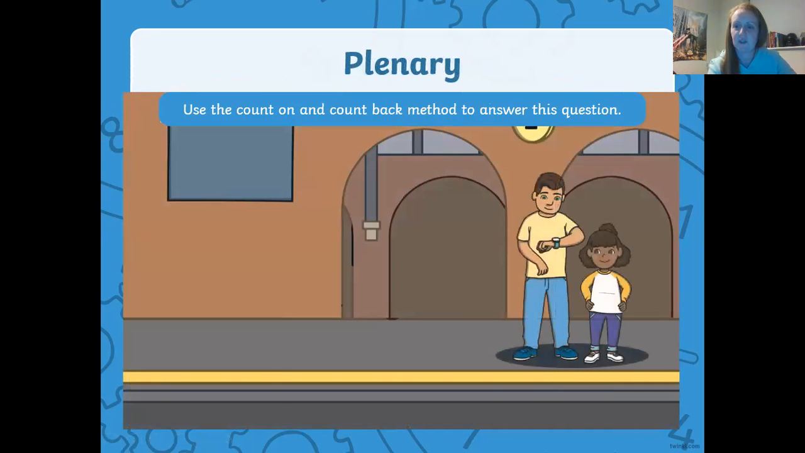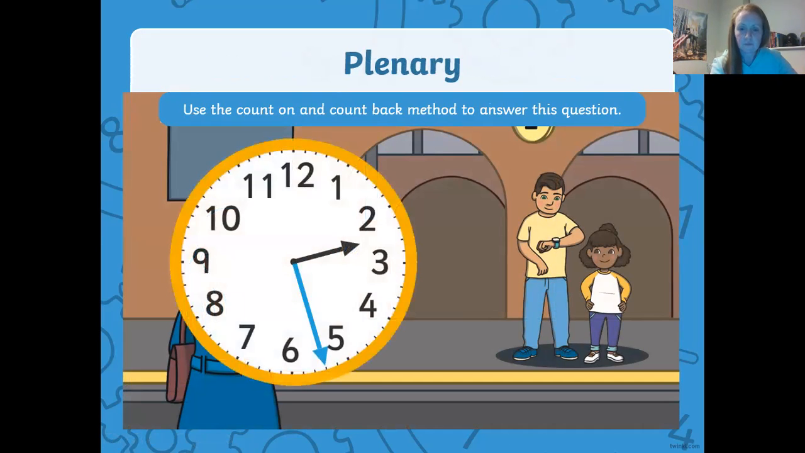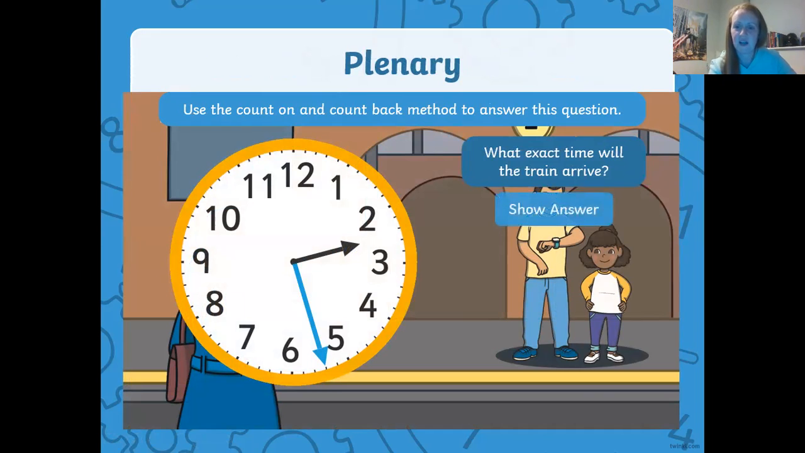Let's see if we can have a go answering this question together. What exact time will the train arrive? So they're waiting for their train, they've got to be ready because they're so precise. What time is it going to arrive? Have a look at the clock. See if you can figure out what the time is. I'll just give you 30 seconds.